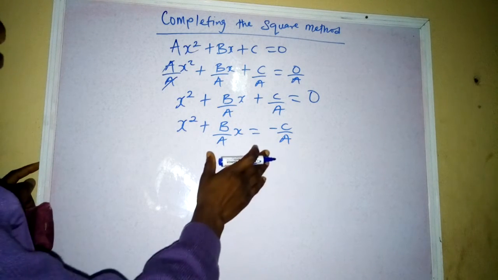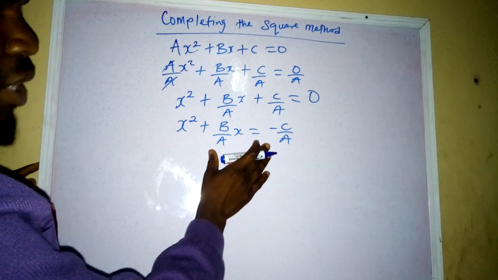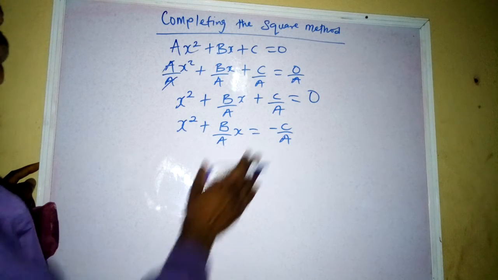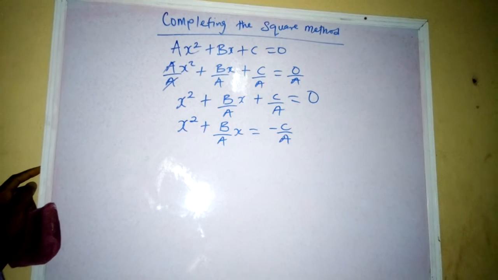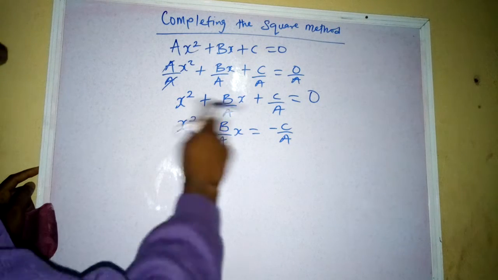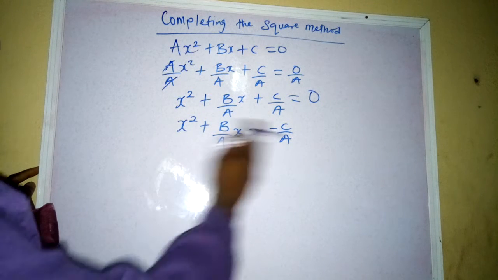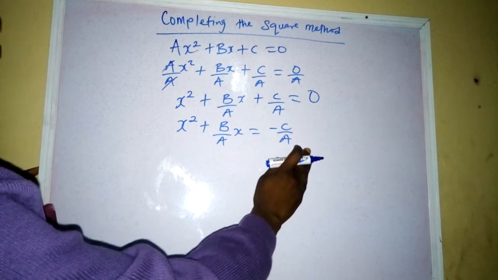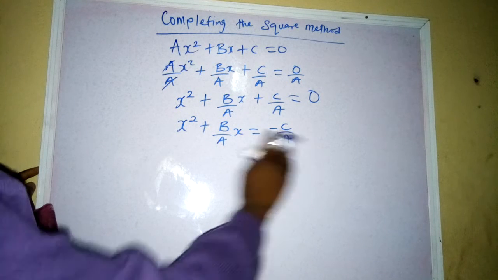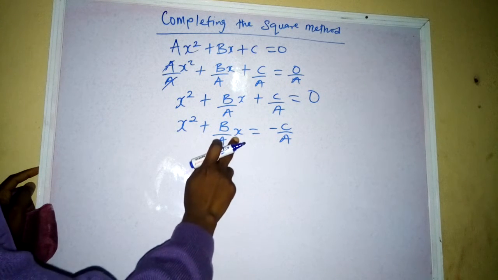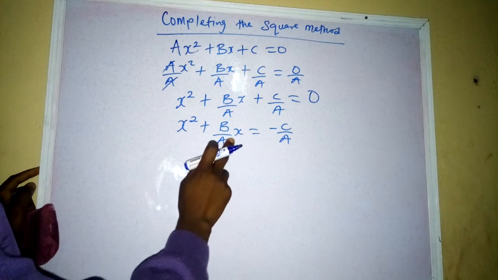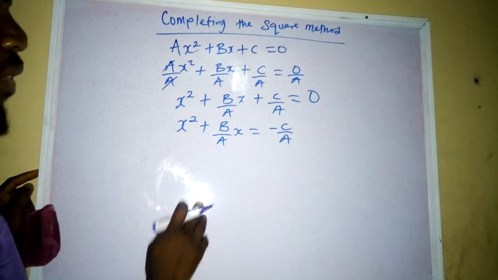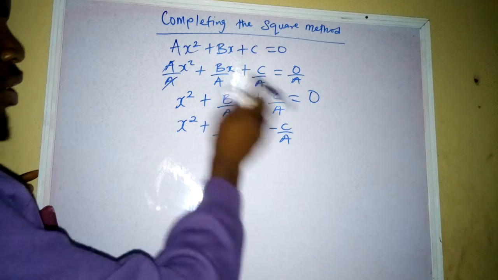Having gotten to this place, next what we'll do is to multiply the coefficient of x by half, square the result, and add it to both sides of this equation. So what is the half of the coefficient of x? The coefficient of x is b all over a. Half of b all over a is b all over 2a, and the square is b all over 2a squared.